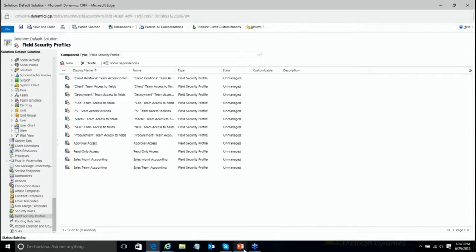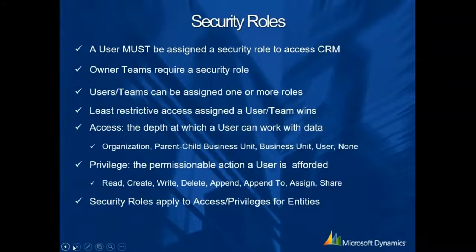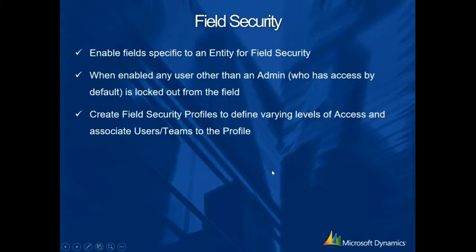So I'm just going to plug along here and come back to my PowerPoint real quick to do a quick recap of field security. First of all, you're going to enable the field specific to your entity for field security. When enabled, any user other than an admin is locked out from that field until access is given to them. And as you saw a moment ago, it also has a lot to do with security roles. So I probably should have checked into that a little bit more, who I was choosing as my users and what their roles were. And then lastly, you're going to create field security profiles to define the varying levels of access and associate those users or teams to the profile.